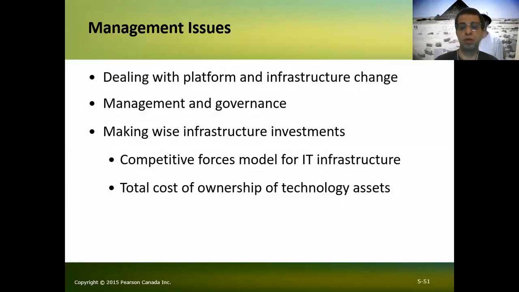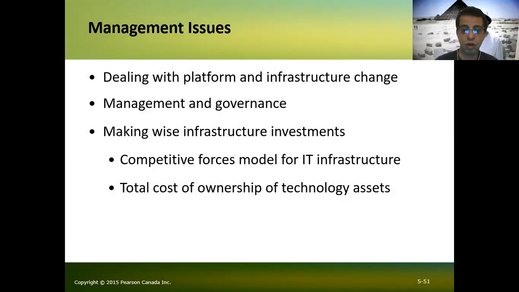Which belongs to Google. Dealing with the platform, the management issues we are dealing with now, there are so many factors you have to take into consideration. This is what you call MIS, not BIS now. Management issues: dealing with the platform and its infrastructure changes, management and governance, making wise infrastructure investment, and the competitive forces model for IT infrastructures. That's how you look at it.